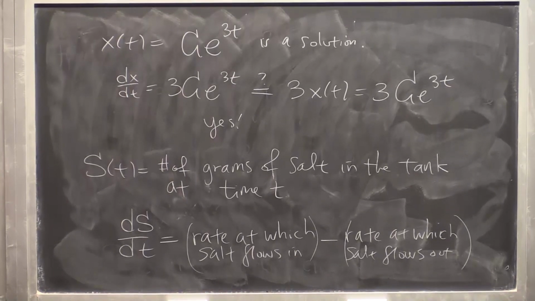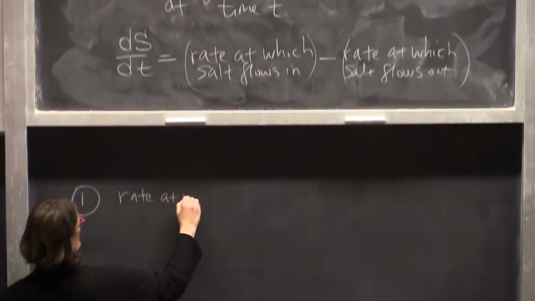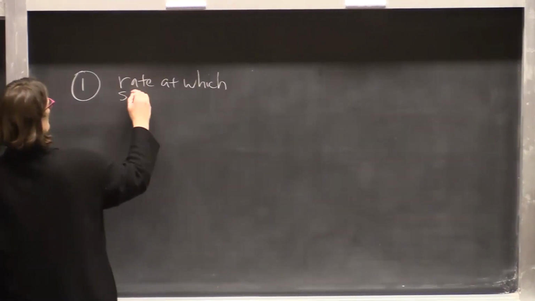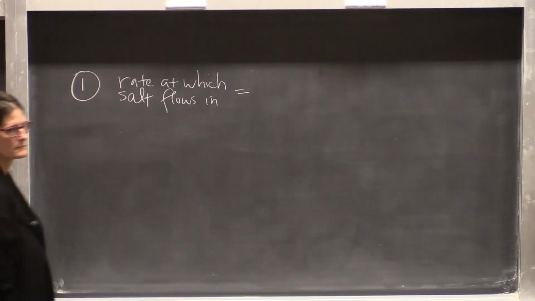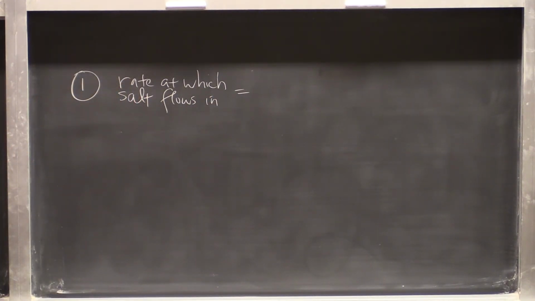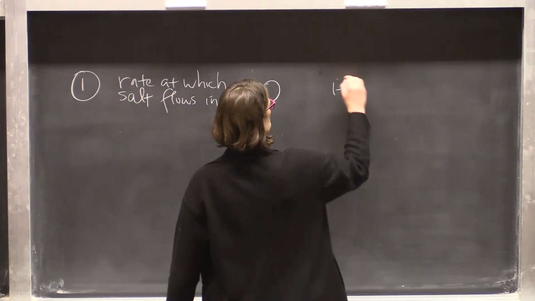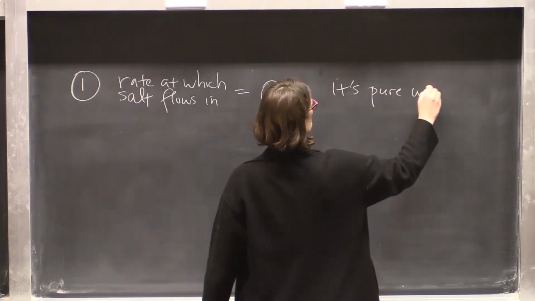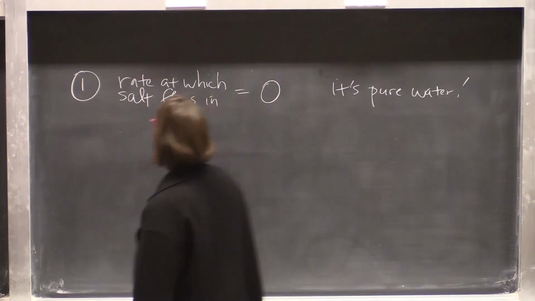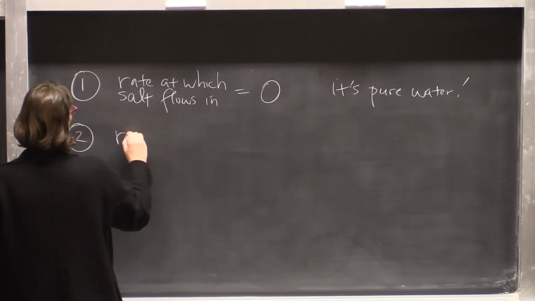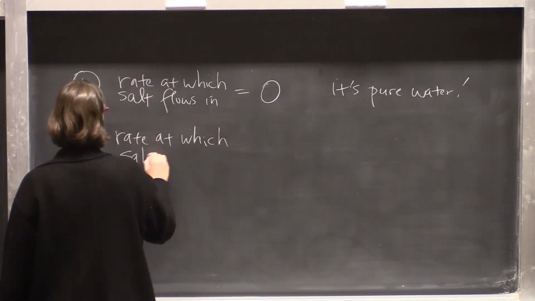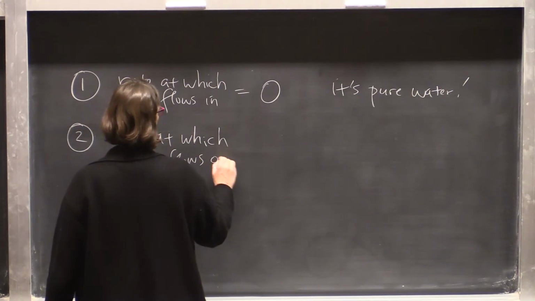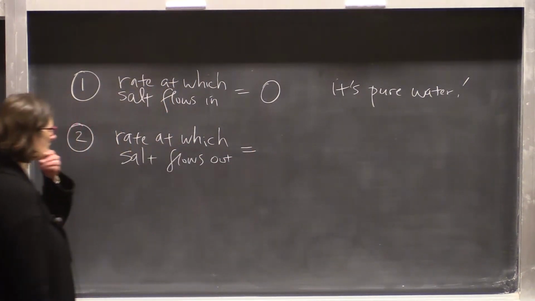So step one, the rate at which salt flows in. What is the rate at which salt is flowing in? 0, because it's pure water. Okay, step two, the rate at which salt flows out. Okay, so this is a little bit harder.